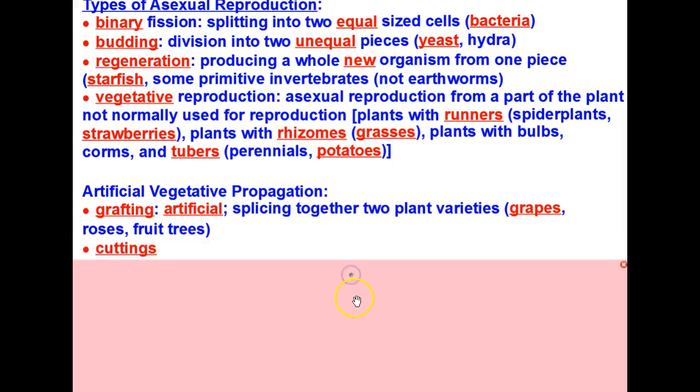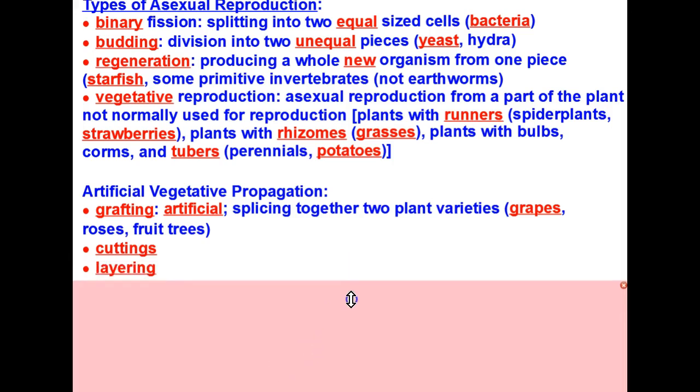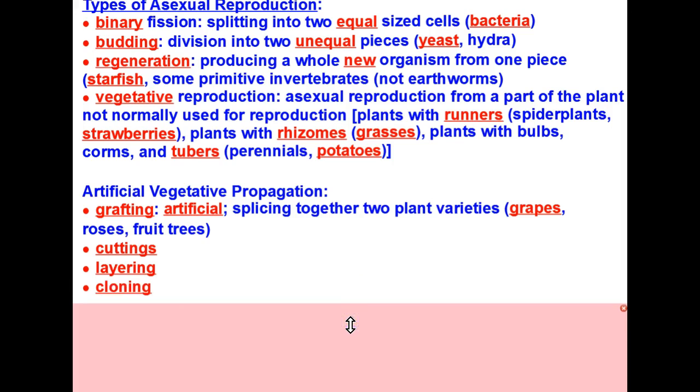We also have what are called cuttings. Cuttings are simply taking a piece of the plant and putting it in water. And some plants are able to do this where they just start growing roots from being placed in the water, as pictured here. Layering is another type of artificial vegetative propagation. But the one that's most interesting nowadays is cloning.